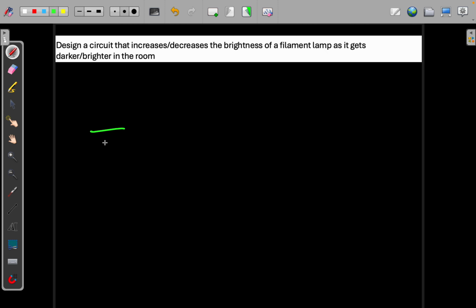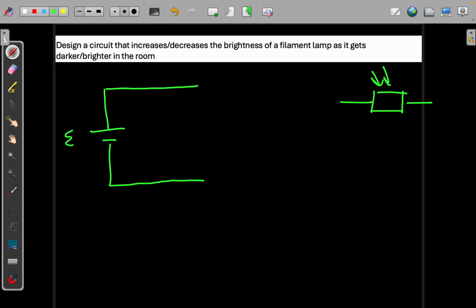So we've got a source of EMF. So there's your EMF, that's applying your energy. And in the circuit, something that depends on light level, we're going to have to use an LDR. So like this, I've got an LDR. Light level alters the resistance. So here's the response to light level. Light level increases, resistance decreases. Like that.